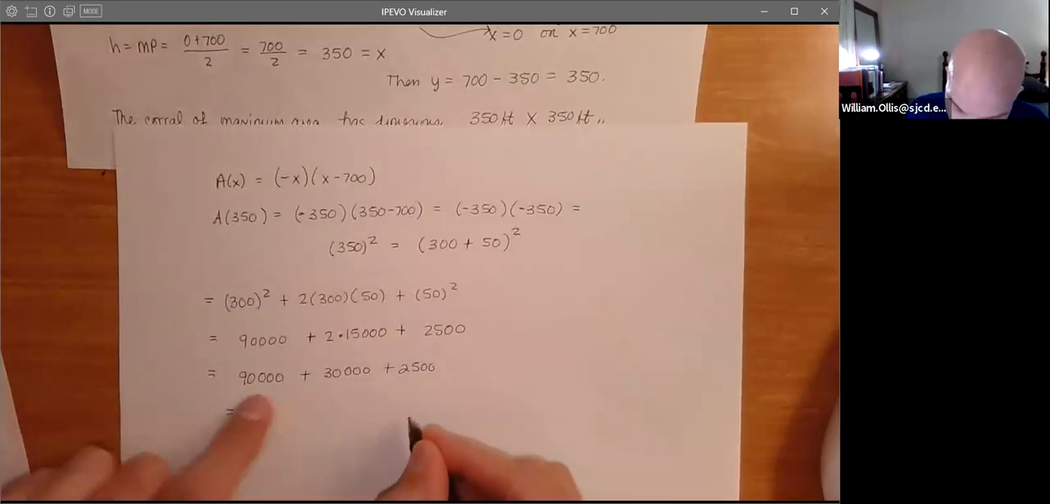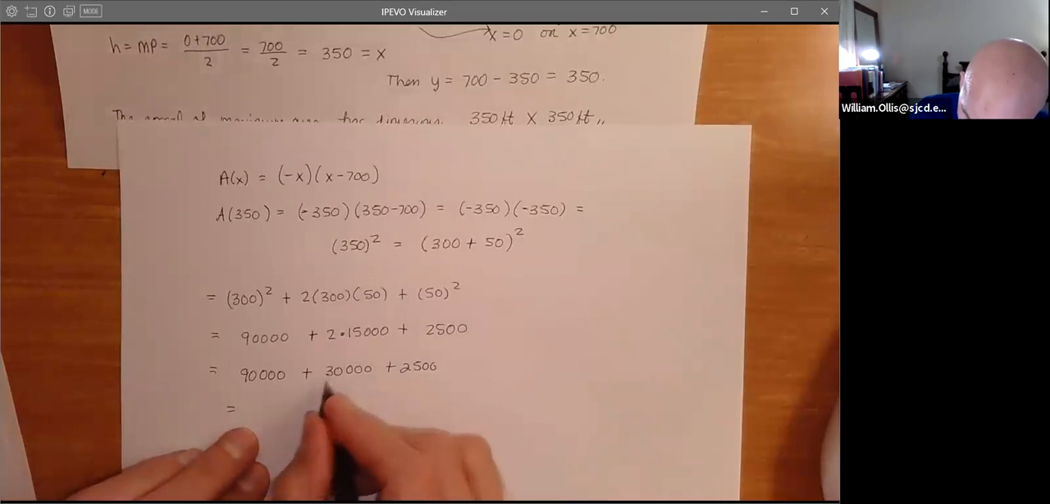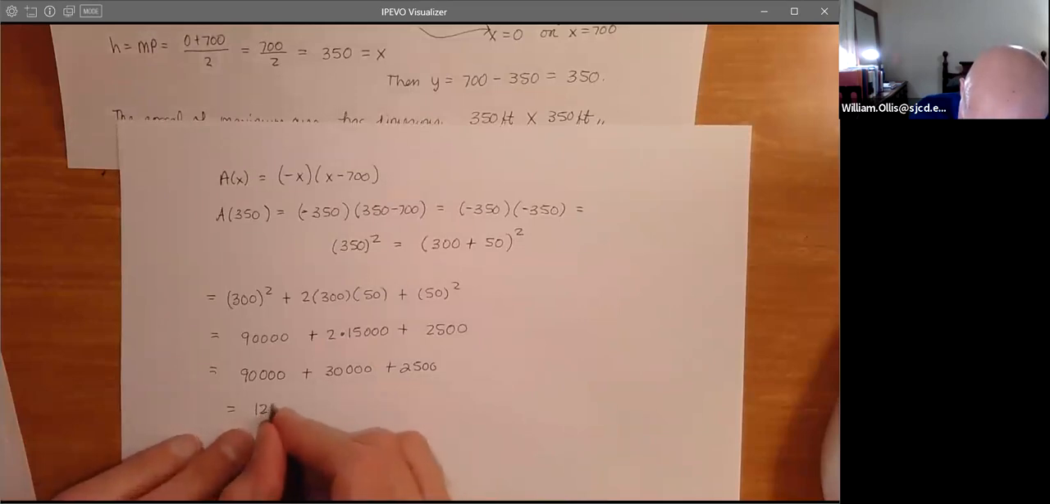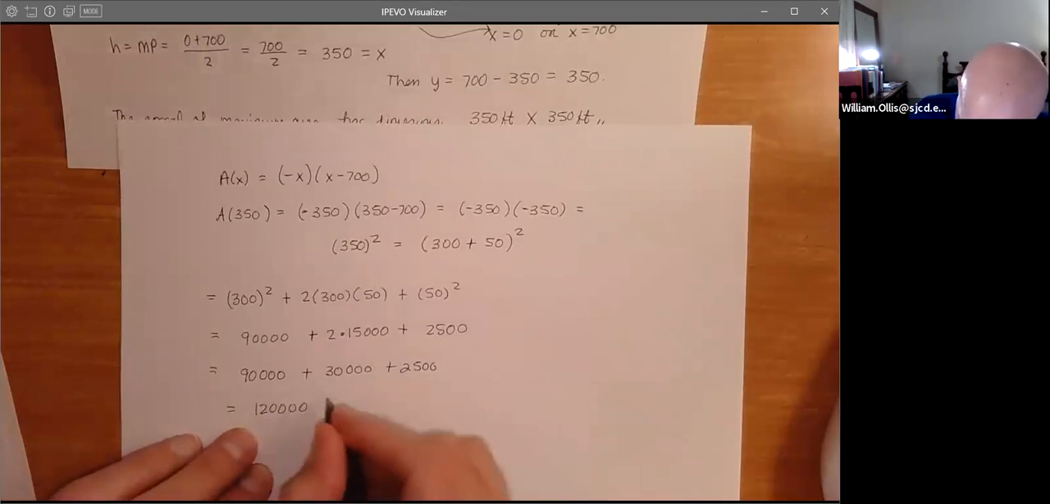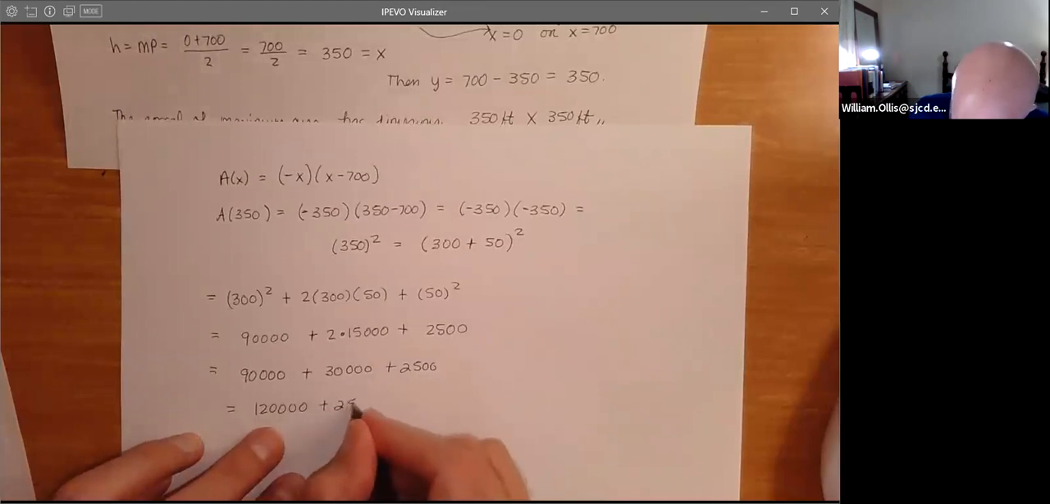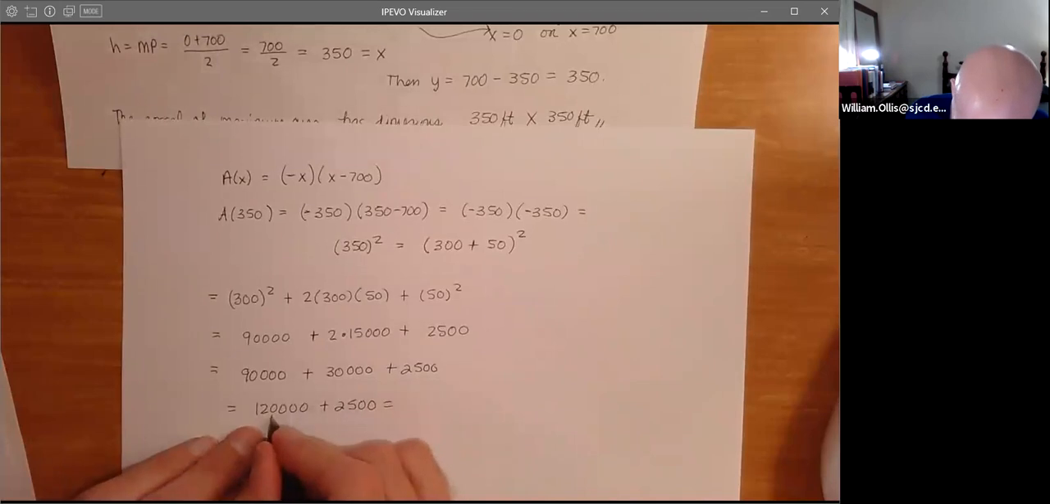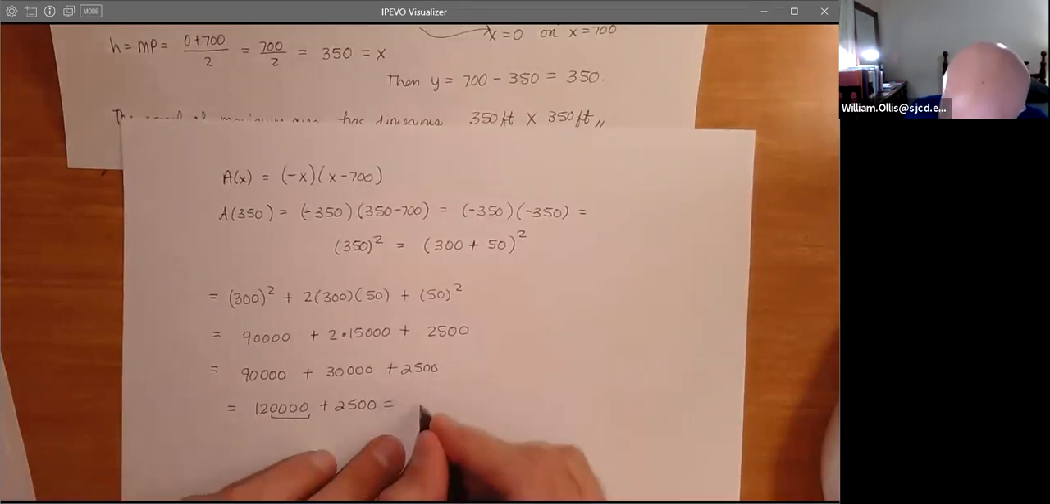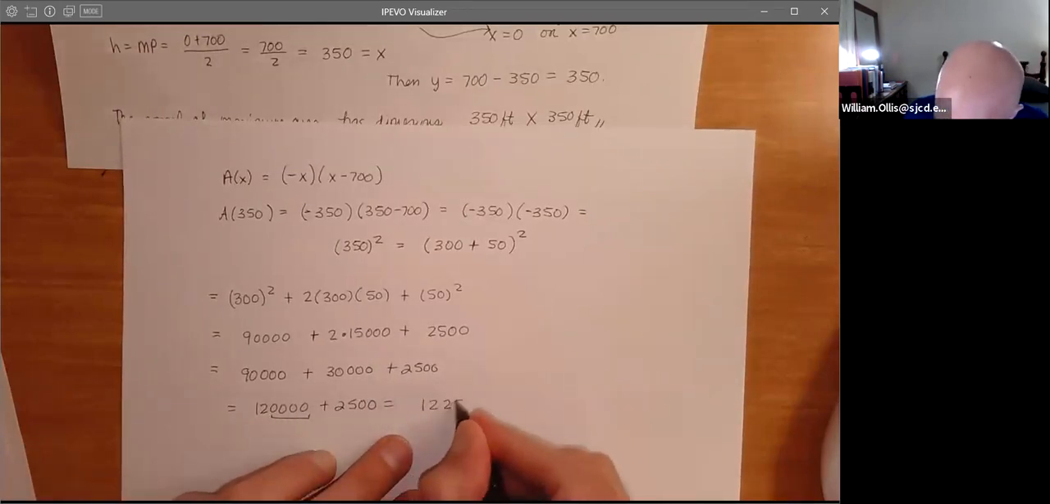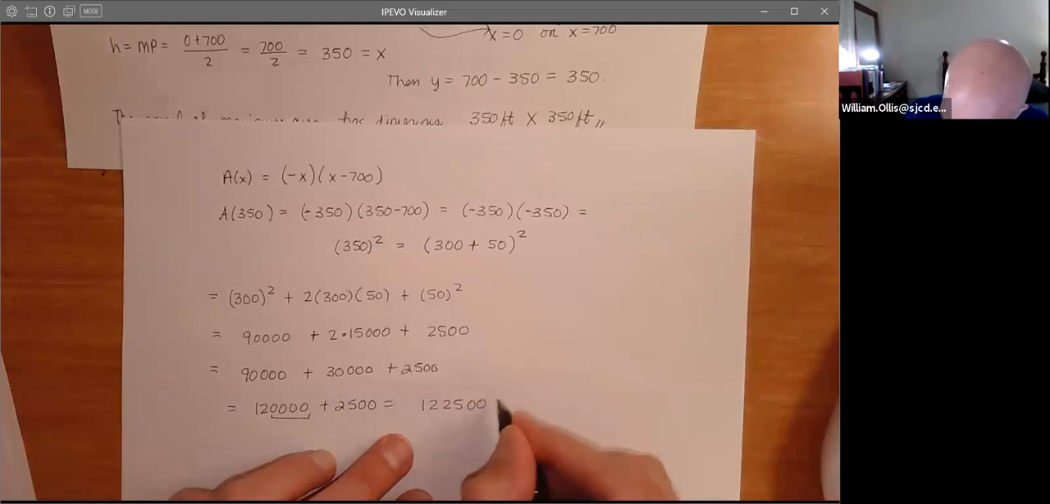And so of course, when we add this, that gives us 120,000 plus 2,500. So these will just run right in here. We don't even have to do any work. 1, 2, 2, 5, 0, 0.